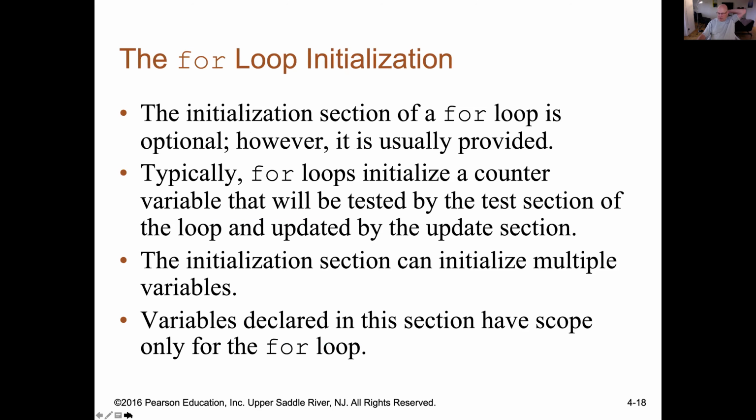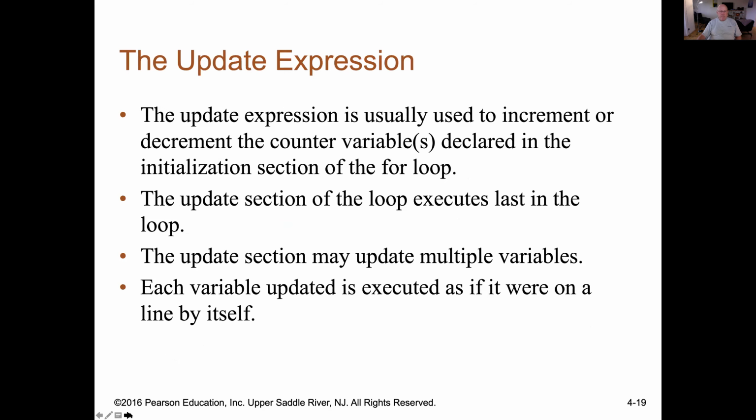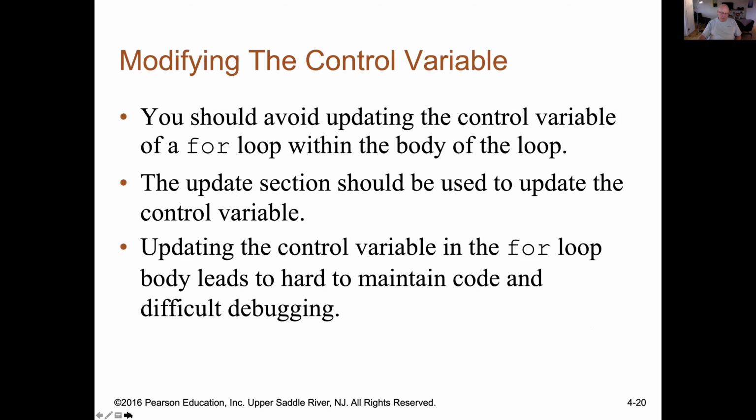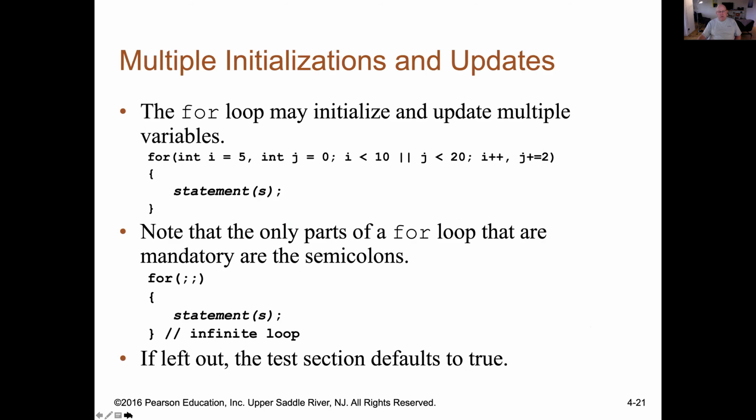Typically, for loops initialize a counter, a variable that will be tested by the test section of the loop and updated by the update section. The update expression is usually used to increment or decrement the counter variables declared in the initialization section of the for loop. Modifying the control variable. Multiple initializations and updates: a for loop may initialize and update multiple variables.